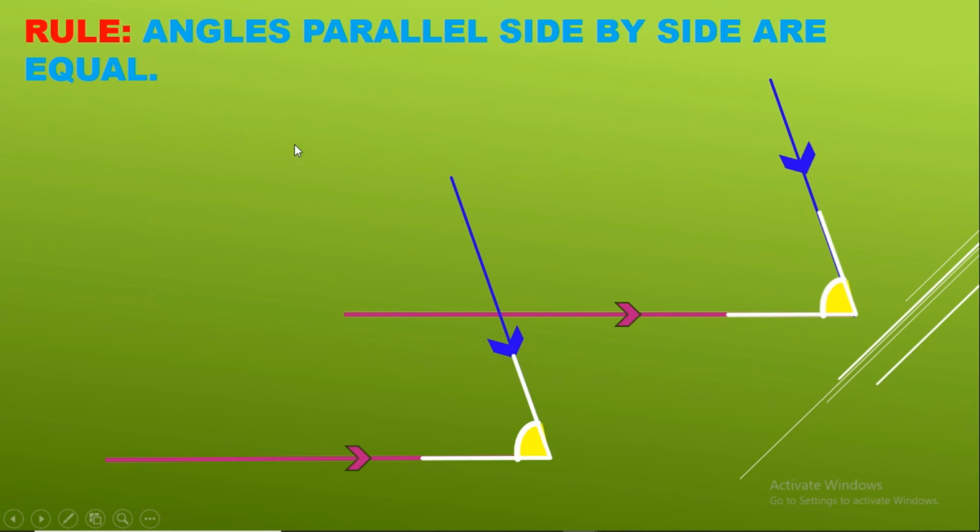Actually, if we have two angles that are parallel side by side, note that the first side of the first angle is parallel to the first side of the second. And also these two sides are parallel to each other. Therefore, we can say that these two angles are equal since they are parallel side by side.